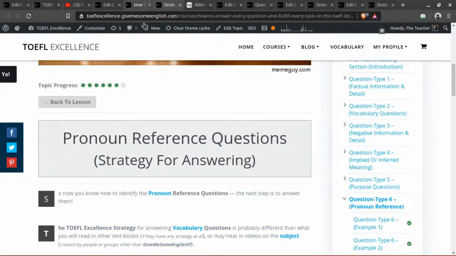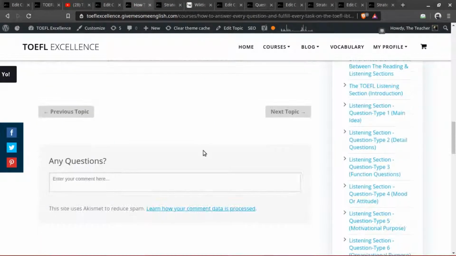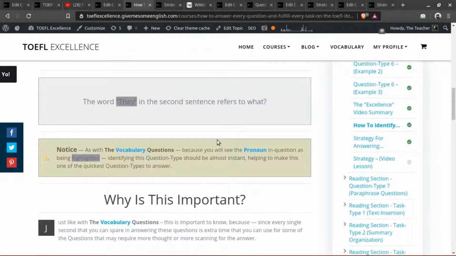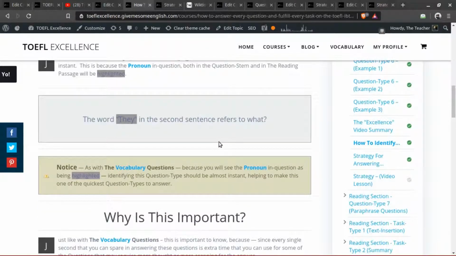Now, you remember that the same is true with the vocabulary questions, but if the word that is highlighted is a pronoun, then it's not a vocabulary question, it's a pronoun reference question. And if you're not sure if the word is a pronoun or not, well, first of all, then maybe your English skills are not good enough yet for the TOEFL, but that's okay. We can help you out with that. But if you're not sure, the question stem will always say something to the effect of the pronoun in sentence 2, or the pronoun they. The word they, the pronoun they, refers to what?